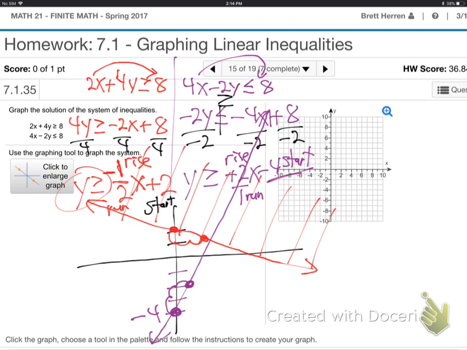Which side of the purple do we shade? Above it or below it? Y greater. Above. So shade above the purple. So where's the overlap? The overlap's up here, isn't it? And so there we go. We're about done. Maybe one more in the section, we'll move on.